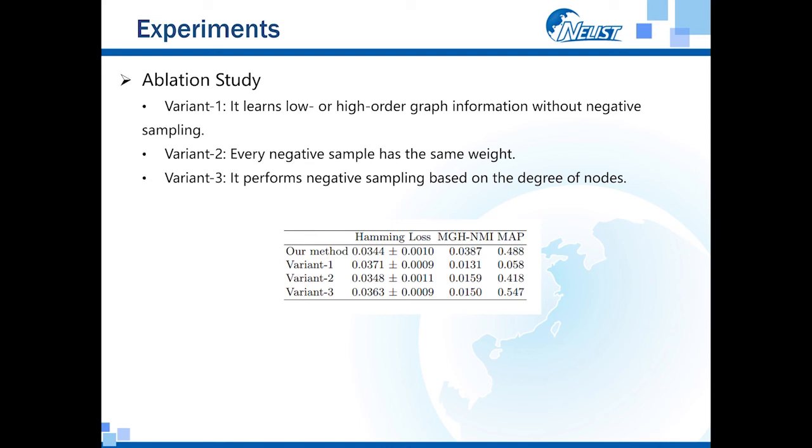Variant 3, if we do negative sampling based on the degree of nodes, it does not perform well in node classification and node clustering. This is because negative sampling relies too much on nodes with large degrees and neglects most nodes with small degrees. These results demonstrate the contribution of the distance-based negative sampling methods.